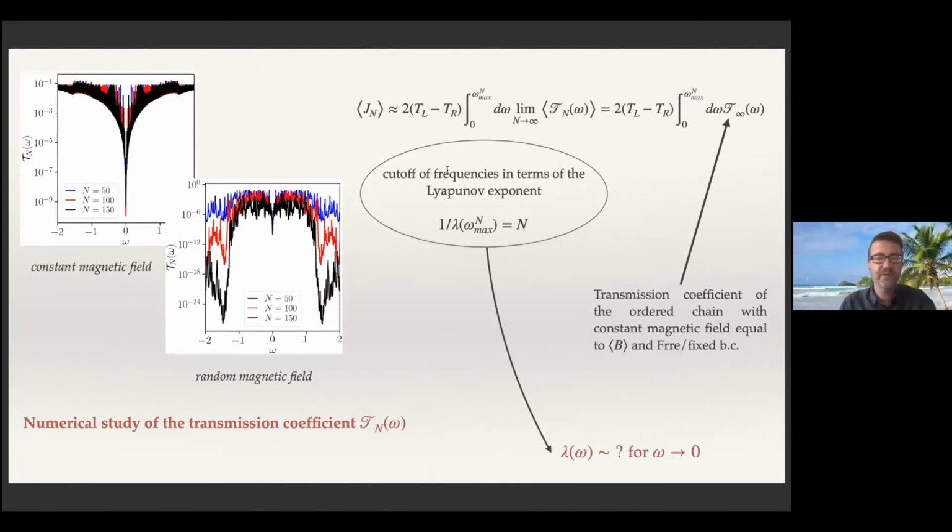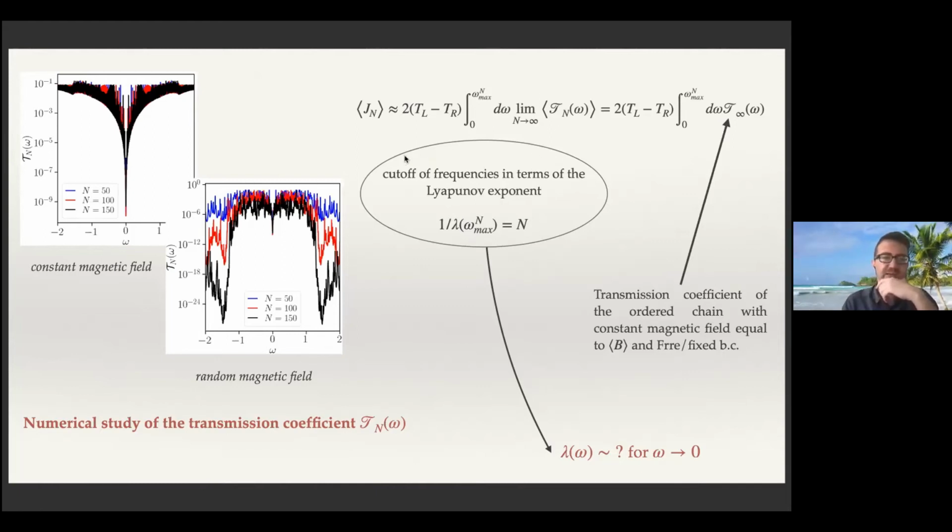Mainly, what will count in the phase average current is the following. It is a small frequency. So in fact, we can introduce some cutoff of frequencies in terms of the Lyapunov exponent. Here, omega max n is just defined as the solution of this equation, and so we can cut it like that. Then we have to understand what is the limit of the transmission coefficient.